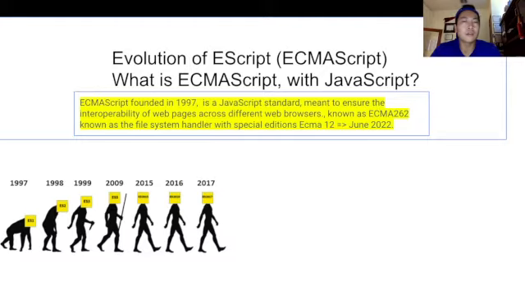Known as ECMA 262, with special editions coming soon, ECMA 12 yields to June 2022. So basically, ECMAScript is the founder of JavaScript or EScript. You will see here in 1997, this is where JavaScript developers started using ECMAScript or EScript. You guys will see the labels here, ES1, which is ECMAScript 1, in 1997, and it goes on and on.